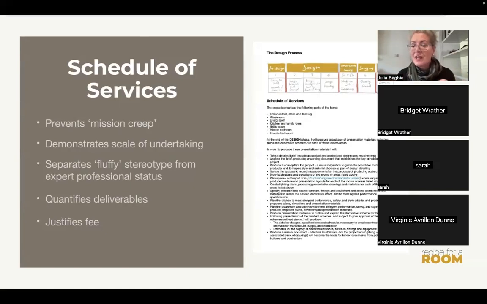Again, it helps to share just how much work you're going to be doing. This is preparing the client for the likely scale of fees that you're going to have to charge. It is so counter to the fluffy stereotype that some people have of interior design practice. This is all about demonstrating your business skills. And it quantifies the deliverables. So this is what I'm going to supply. If it's on the list, I'm supplying it. If it isn't, we could talk about that. You know, we could add to it. And it really helps to justify your fee.